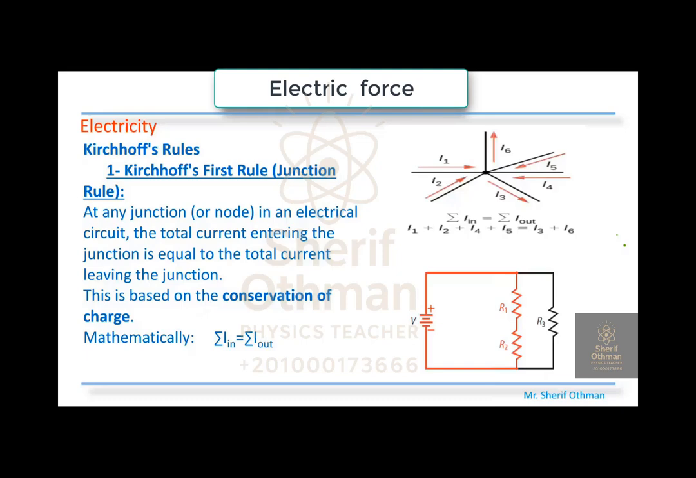Kirchhoff's first rule, the junction rule: at any junction in an electric circuit, the total current entering the junction is equal to the total current leaving the junction. This is based on conservation of current or charge. Mathematically, summation of I in equals summation of I out.